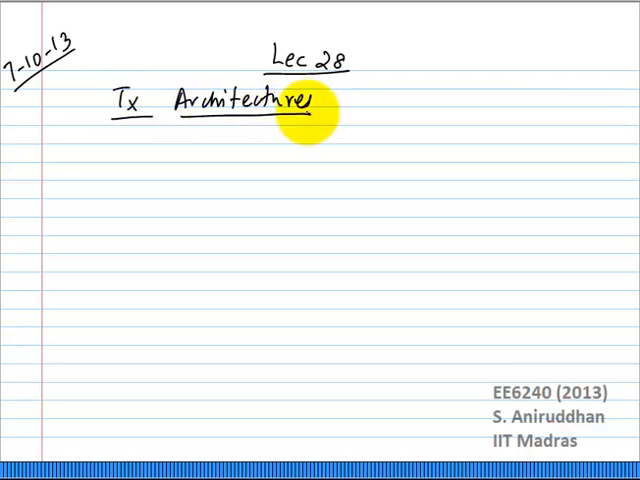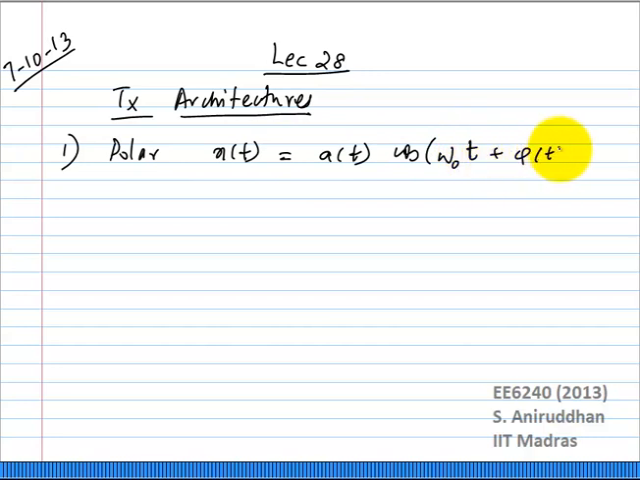As we mentioned in last class, we have three ways of representing a signal. The first one, we have x of t is a of t cos of omega naught t plus phi of t. So a of t is the amplitude modulation and phi of t is the phase modulation.